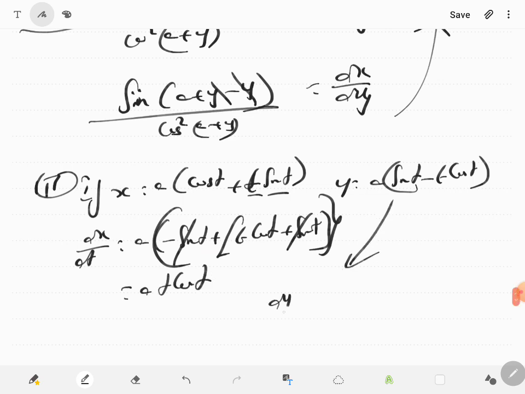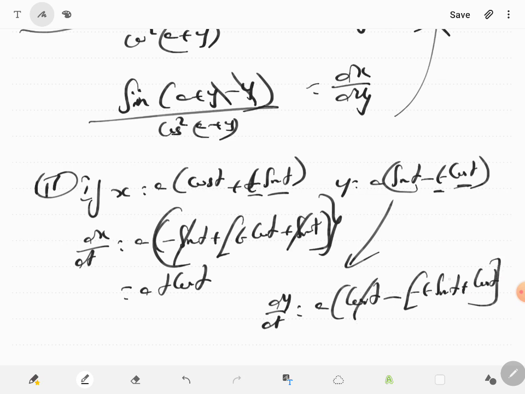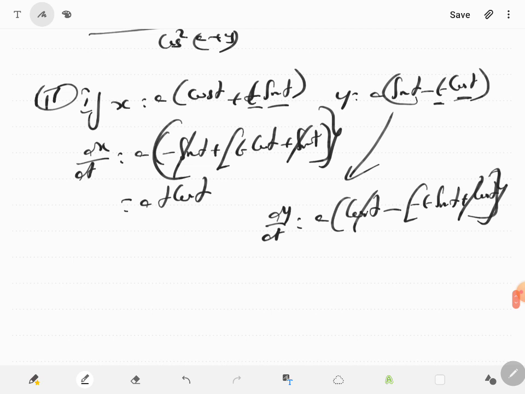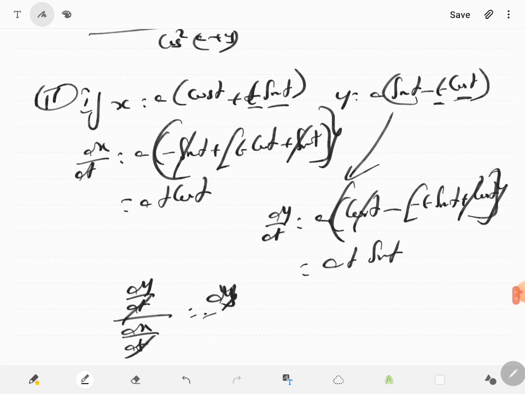Do this differentiation, dy by dt. A into (cos t minus, this is to be done as u and v, t into minus sin t plus cos t into 1). So cos t will get cancelled when you open the bracket. So you get a t sin t here, and dy by dt by dx by dt will give you dy by dx, which will be a t sin t by a t cos t, which will be tan t.